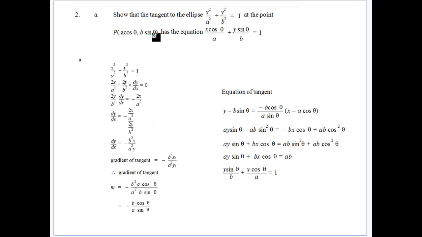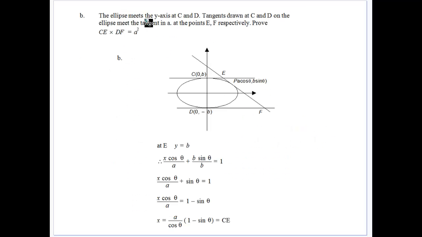So question 2 there. Show the tangent to the ellipse at the point has that equation. So again, this is pretty standard. We're doing our derivative, getting our gradient of the tangent in parametric form, and then getting our equation of our tangent like we've done before. Check the algebra. Make sure you're able to do that in the parametric form. And then we're told the ellipse meets the y-axis at C and D. Tangents drawn at C and D on the ellipse meet the tangent in A at the points E and F respectively. Prove that we get that result.